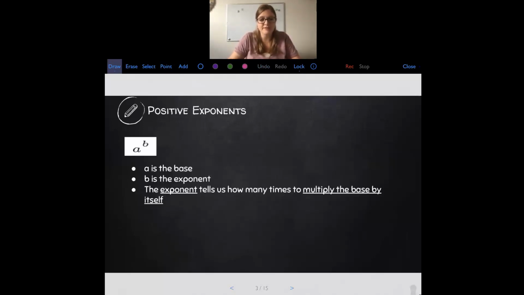So first, positive exponents come in the form of a raised to the b power, where a is called the base and b is called the exponent. The exponent, b, tells us how many times to multiply the base, a, by itself. So let's take a look at what this looks like.